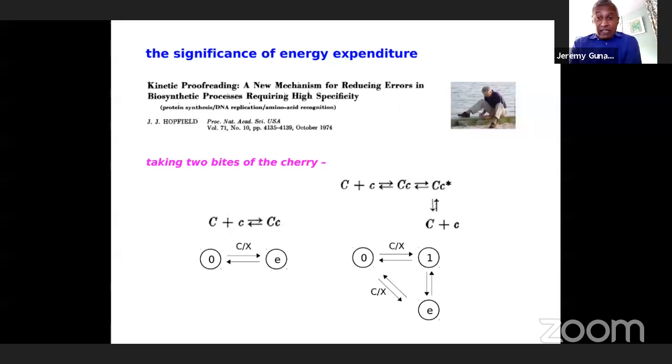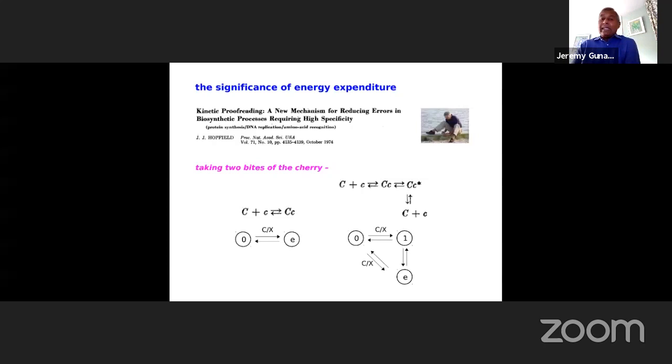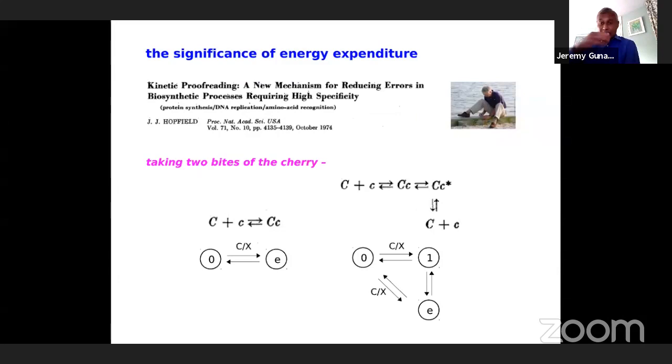So what was Hopfield saying? And I think he was saying something very significant and important. I've tried to capture it in this sort of elevator slogan. And when I want to explain this in class, this is what I tell people Hopfield was telling us. And he was telling us to take two bites of the cherry. And what does this mean?